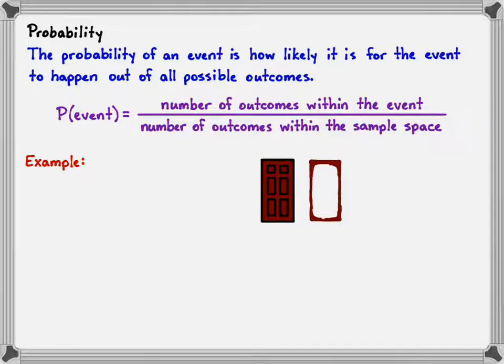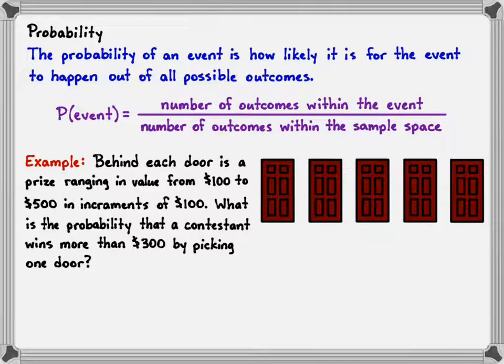All right, so here's an example of this, pretty straightforward. We have here a few doors. So we have 5 doors, and it says behind each door is a prize ranging in value from $100 to $500 in increments of $100. What is the probability that a contestant wins more than $300 by picking one door?